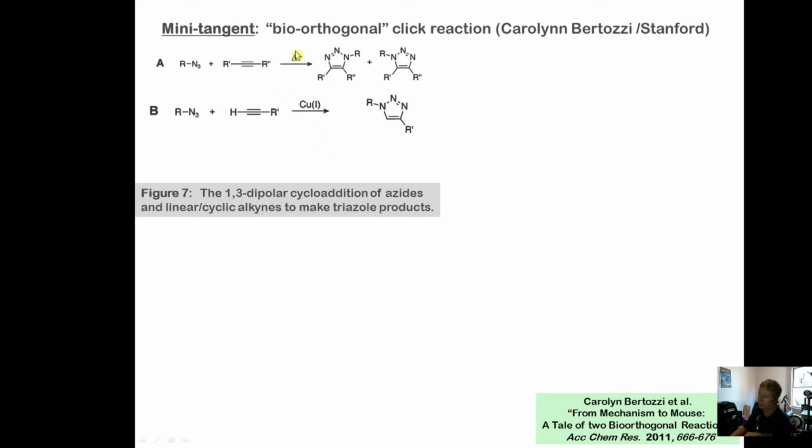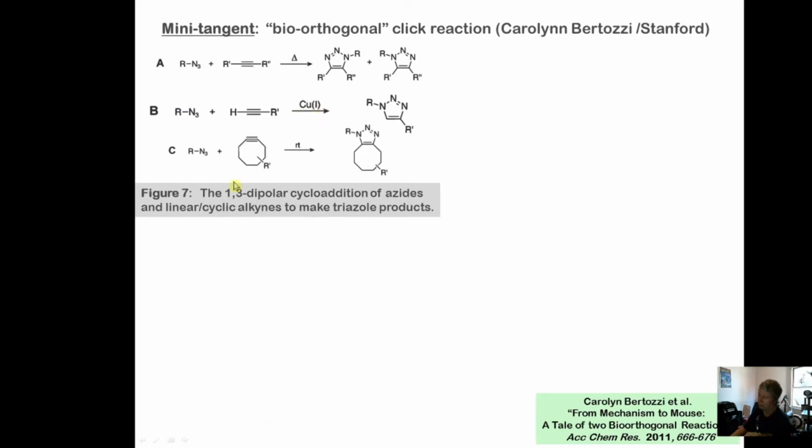She didn't discover these two things. These are really old. What she discovered is: is there a way we could do this without copper? Because copper is kind of toxic. And if you want to do this maybe in a living organism, the copper will totally kill the organism, right? So let's try to do it without copper.